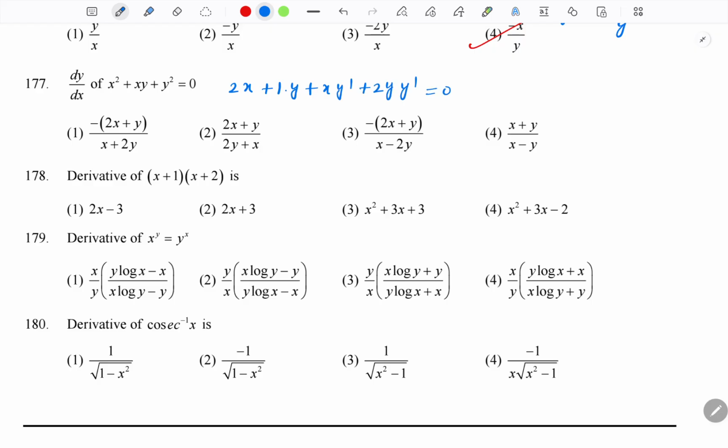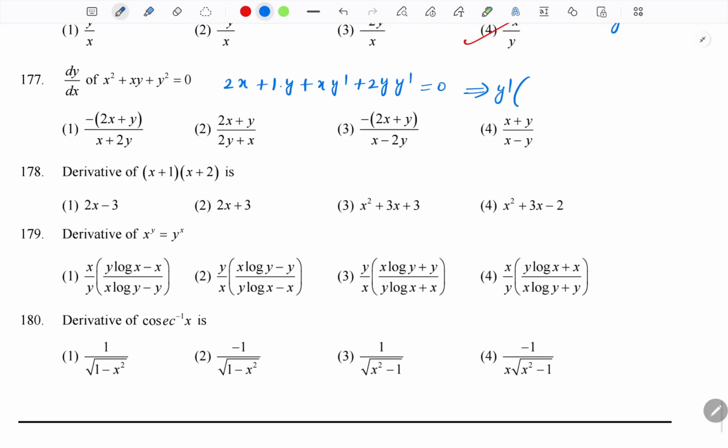I need to find here y dash, right? Take y dash out, then write the remaining terms on the other side. So if I take this one, 2y plus x equal to, what about the other side? It is minus of y plus 2x, or x plus 2y. Then if I divide the remaining terms, minus of 2x plus y by, what is remaining here? 2y plus x. I will divide this side.